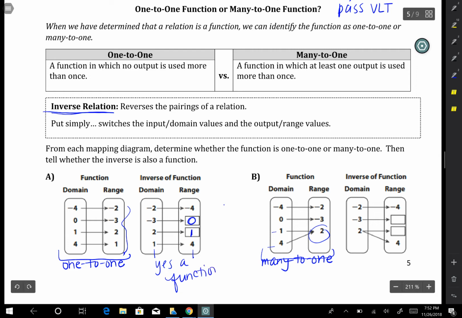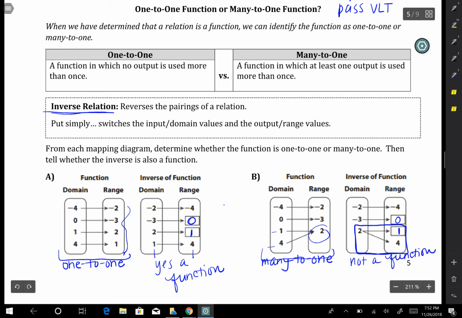If we look at letter B, this was our many-to-one function. And when we reverse the inputs and outputs, negative 4, negative 2 goes to negative 2, negative 4. 0, negative 3 becomes negative 3, 0. 1 goes to 2, so that means 2 goes to 1. And 4 goes to 2, so that means 2 goes to 4. And what we have going on right here, where 2 is going to 2 output values, makes this not a function.